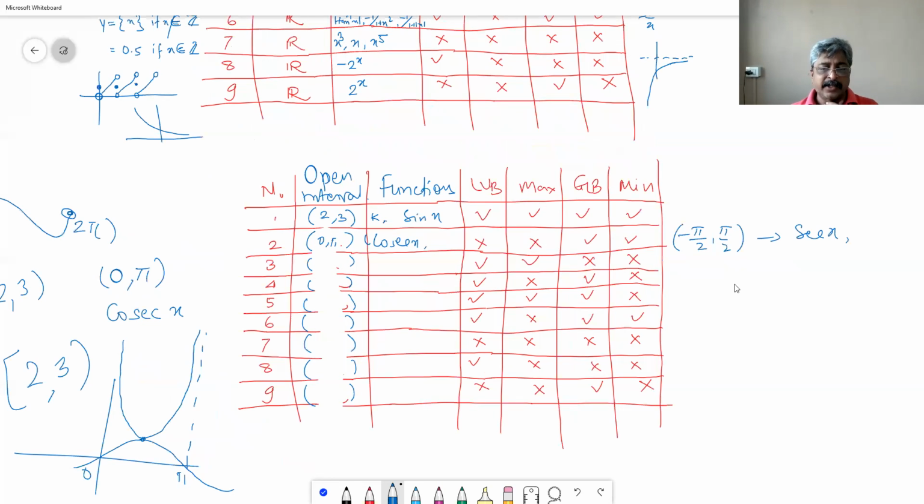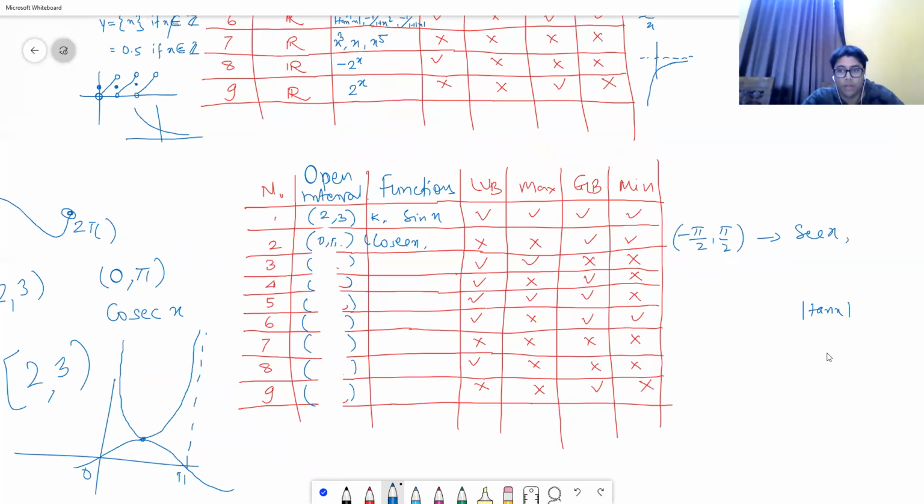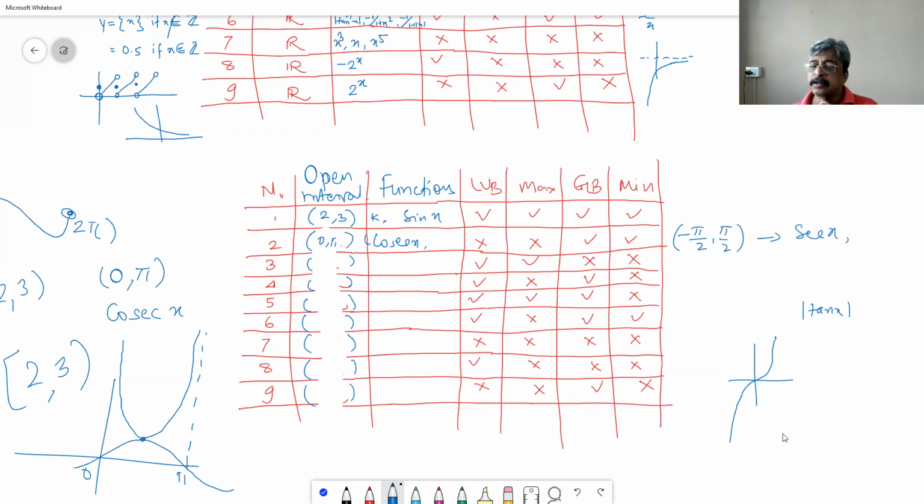Sir, how will mod tan x work? Sir, but mod tan x will not be continuous at x equal to 0, right? No. You decide mod tan x. Domain you decide. So can we have a union of two open interval domains? No. This is tan x. And suppose you take domain 0 to pi by 2, then at 0 you will have a problem. Okay. Then minus pi by 2 to plus pi by 2, mod tan x. So it will be like this.